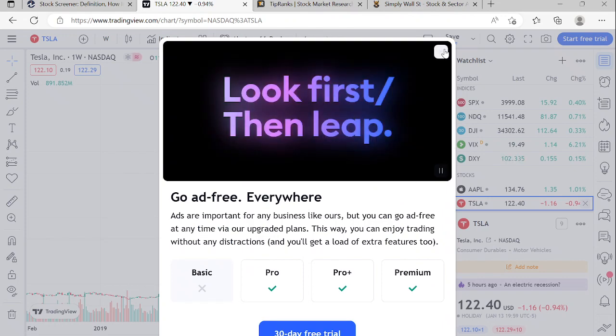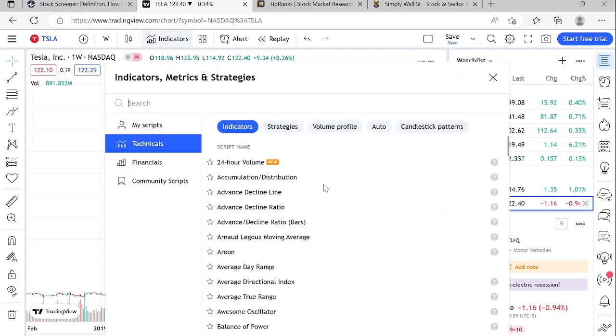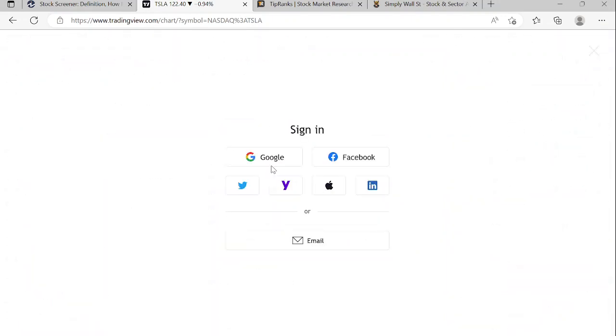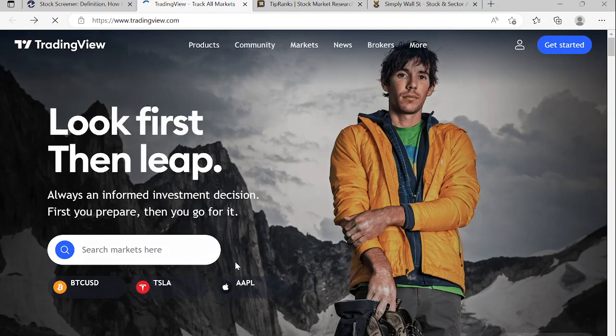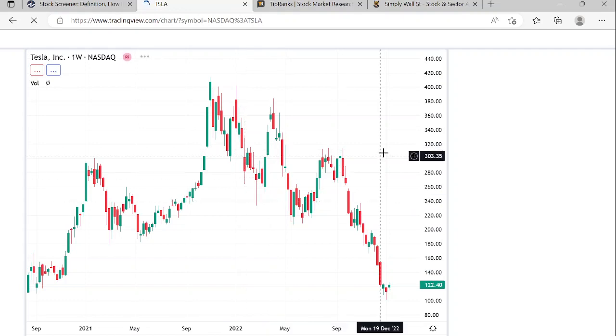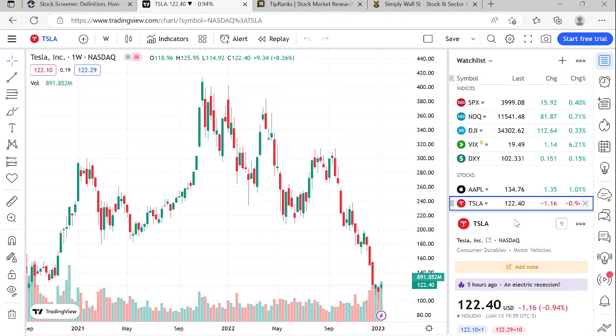But anyway, you can create a watch list, of course. You have indicators here, so you can check the volume. Now you can't, because you need to sign in. But anyway, you need to play with it, because there's a lot. Sometimes for beginners it's even too much. I personally don't even use half of what's available here for my stock picks.